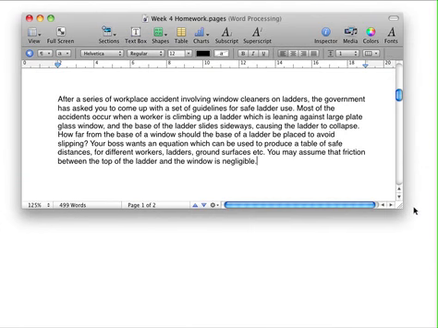We have to come up with an equation that will allow our boss to work out when a window cleaner is safe on his or her ladder. So what's the situation here? We have a window, and we have a ladder, length unknown, let's call it L, resting at some angle theta to the window. And we've got someone climbing up it.